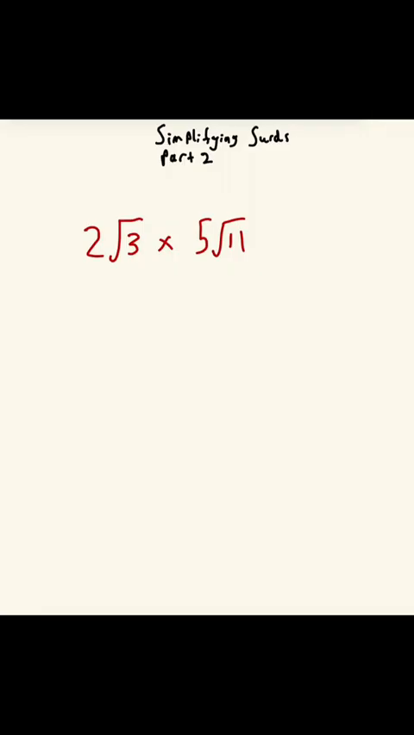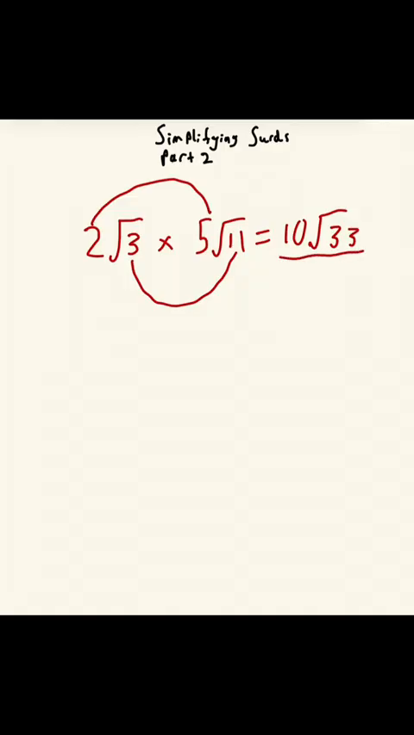Now, multiplication is a little bit different. So we can multiply surds even if they have different numbers here. So this one's root 3, this one's root 11, but we can still multiply them. So the way that works, we multiply the 2 and the 5, and we multiply the 3 and 11. So we get 2 times 5 is 10, and then root 3 times 11, which is 33, okay? So that's a simplified version of that expression.